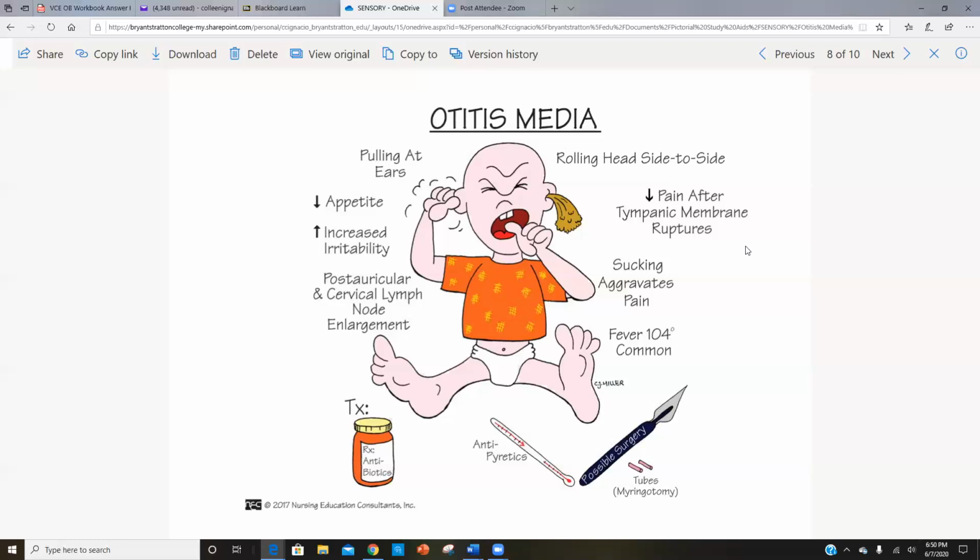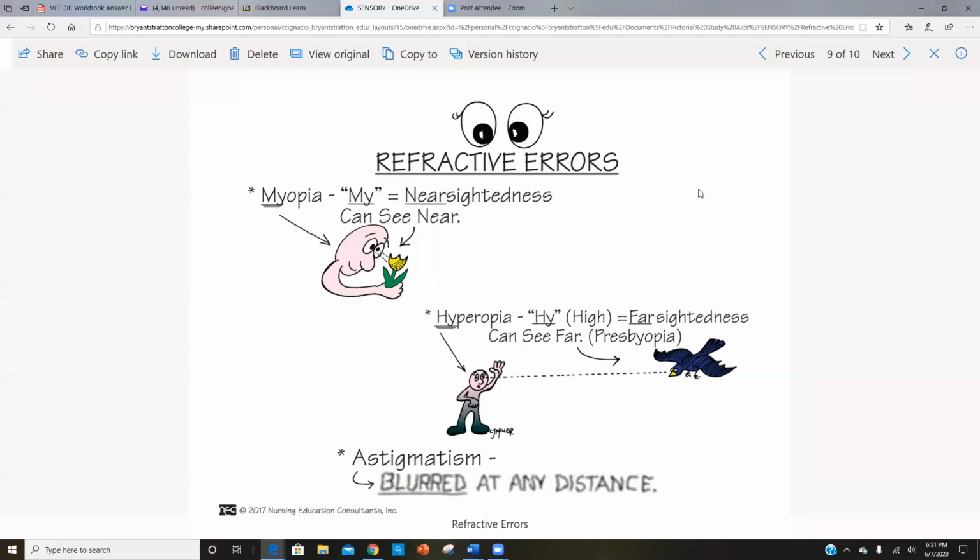So this, I really love this picture because it gives you a great idea of what to expect in your patient with otitis media. And discharge from the ear is going to be a red flag. And so this patient must be treated with antibiotics taken for the full course, okay? And if they have recurrent otitis media, recurrent ear infections, they may have to have surgery to place ear tubes to drain the ears. Okay, so refractive errors is going to be the last thing that we discuss.